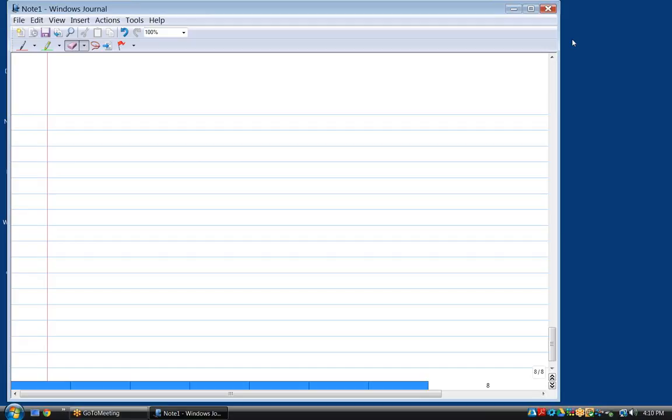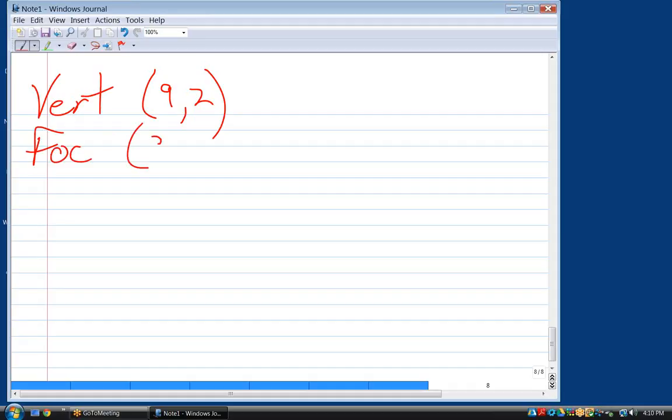Okay, this is like for a parabola. It gives us the vertex, which is (9, 2), and the focus is (9, 7/4). And what's the equation of the parabola? That's what it asked for, the equation. Okay. What's the general formula for the equation of a parabola?